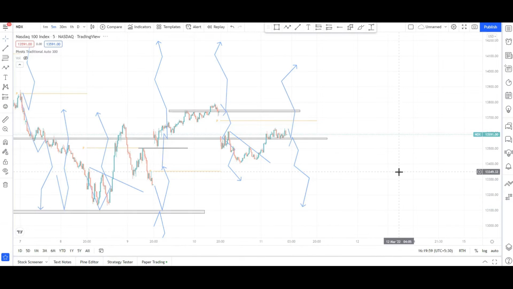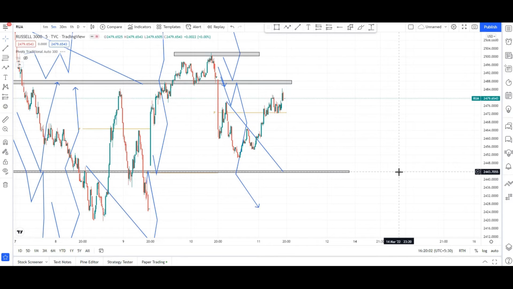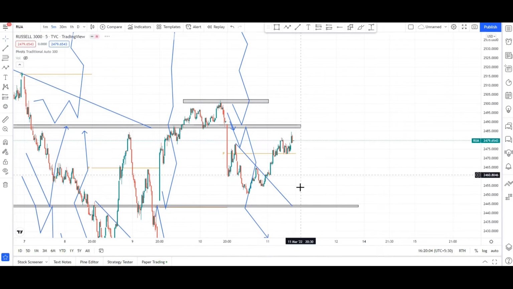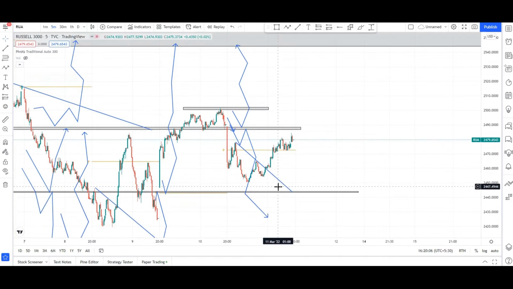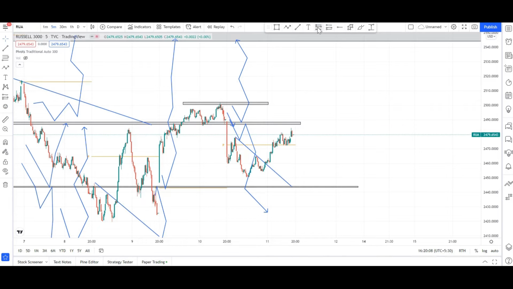Okay guys, we can see the next index, Russell 3000. In Russell 3000 also you can see that right now it has taken a resistance, exactly what we discussed. I will also analyze what we discussed yesterday and how it behaved.